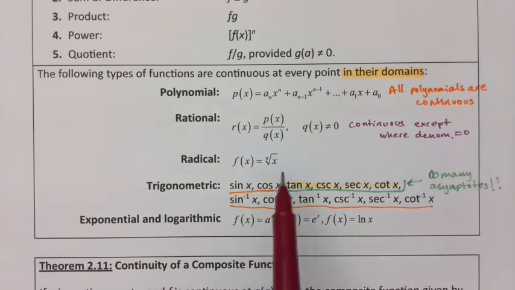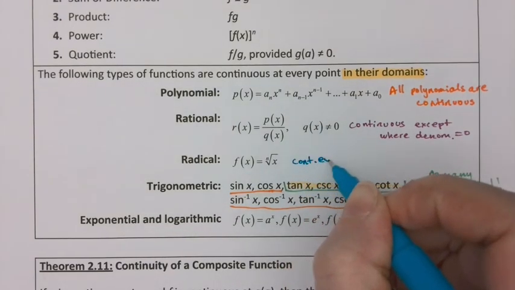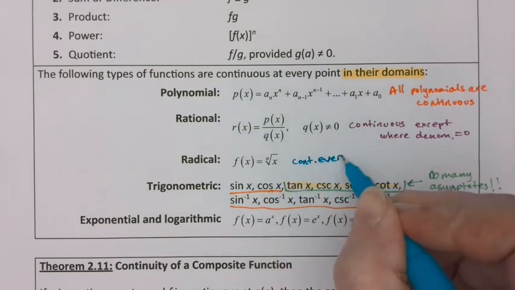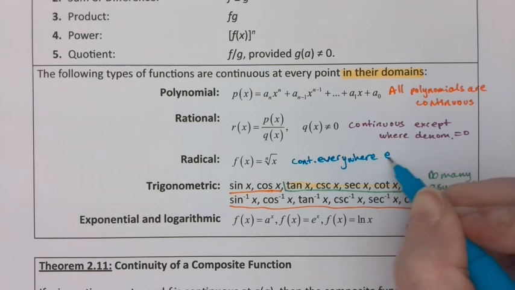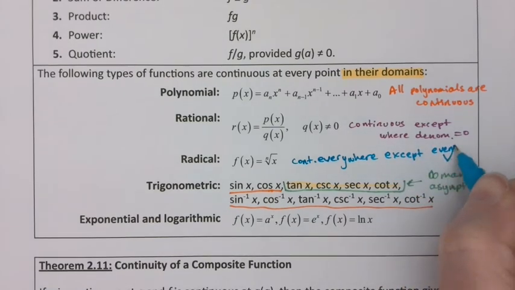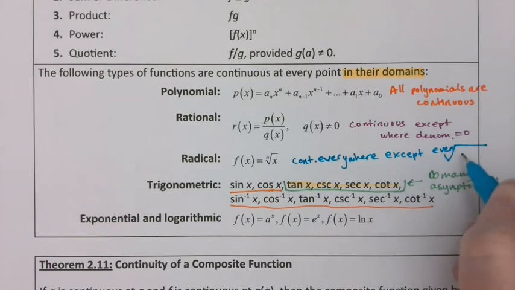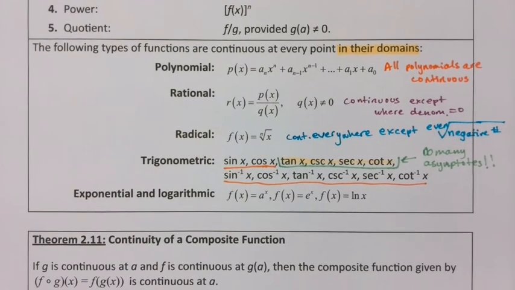And then, of course, we can never take, not in the real number system, an even root of a negative. So these are continuous everywhere, except if you're taking an even root, like a square root or a fourth root or a sixth root, of a negative number. That's not allowed. That's forbidden. But other than that, they're continuous everywhere. All right, so this is just something to note.